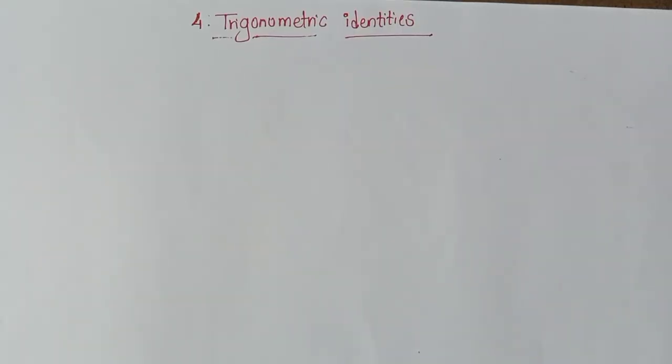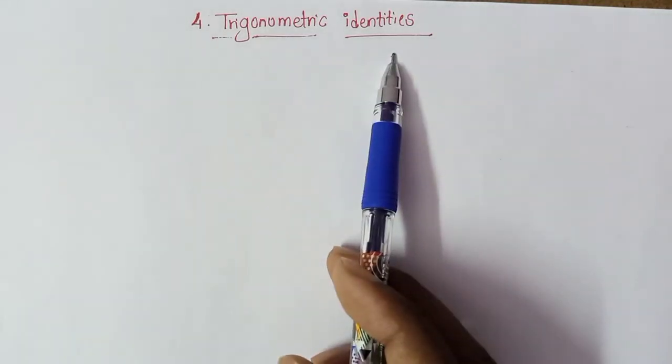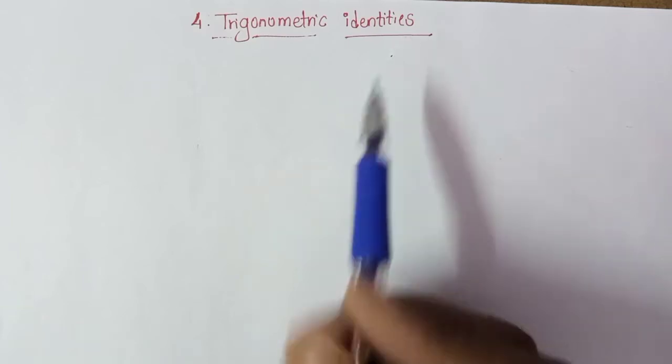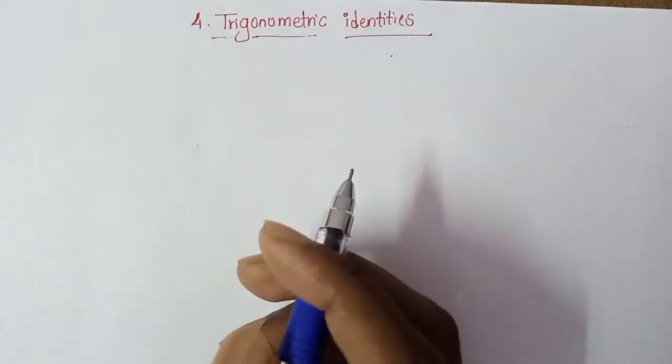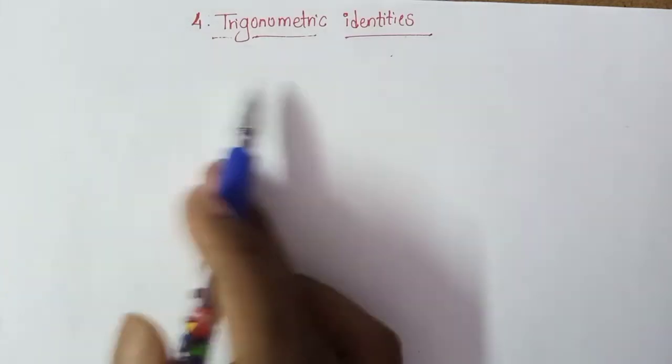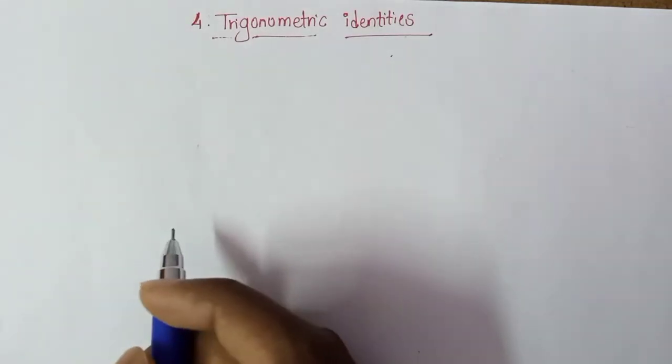Today we'll discuss trigonometric identities. Okay, what is an identity first? An identity is a mathematical equation which is true for all values of the variables.